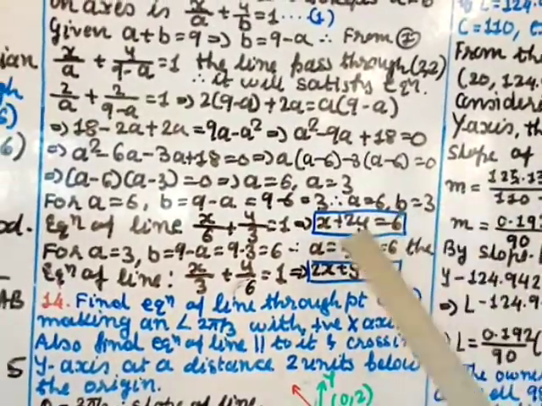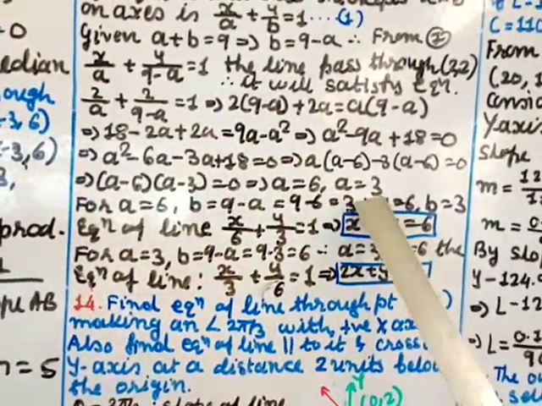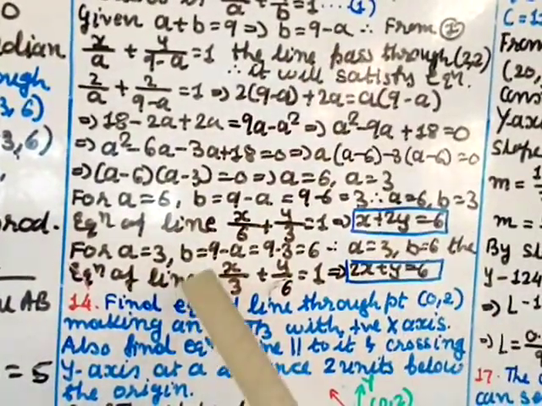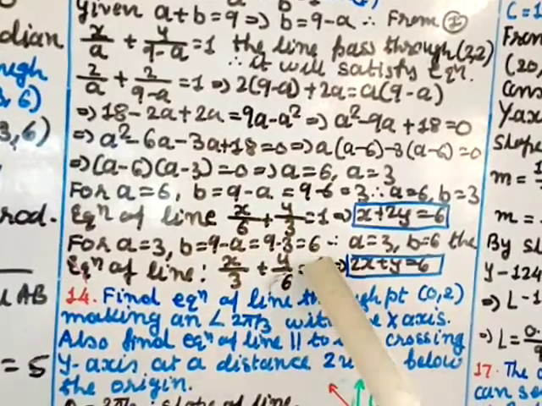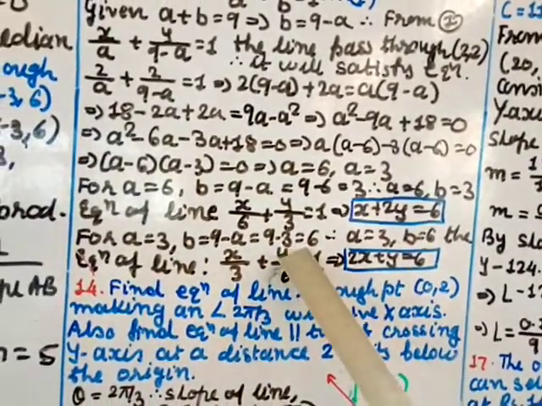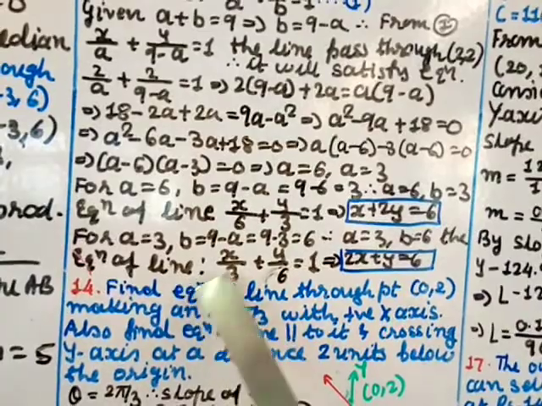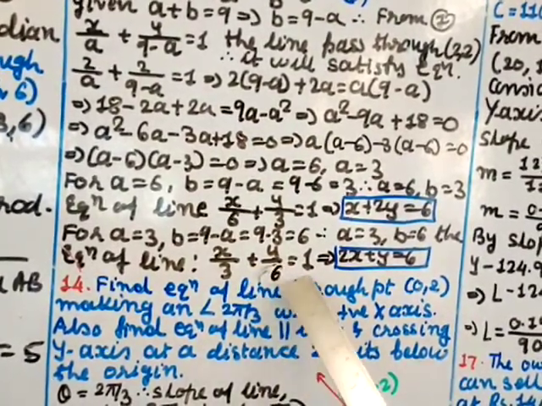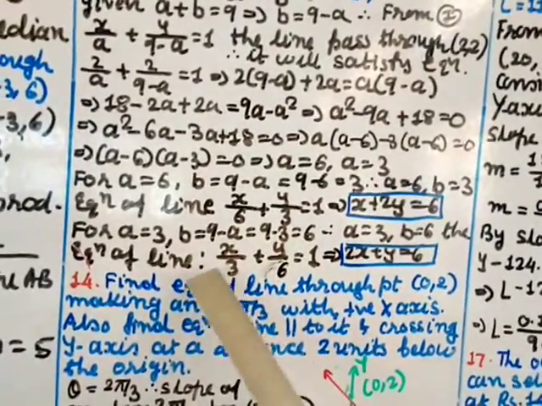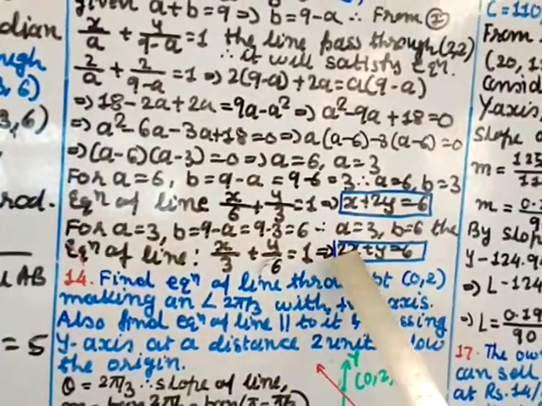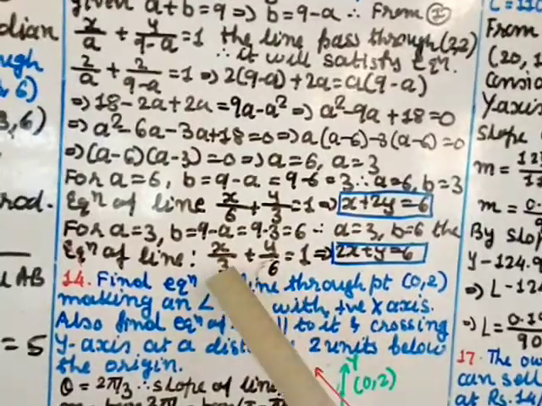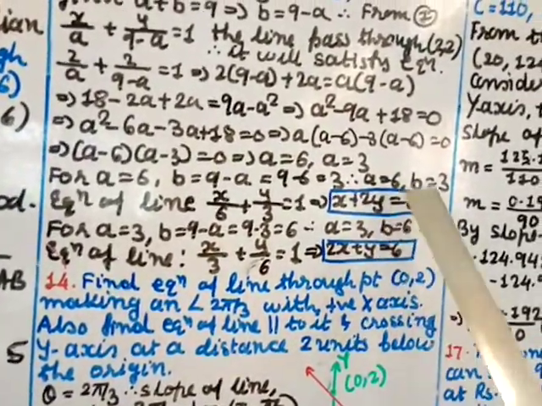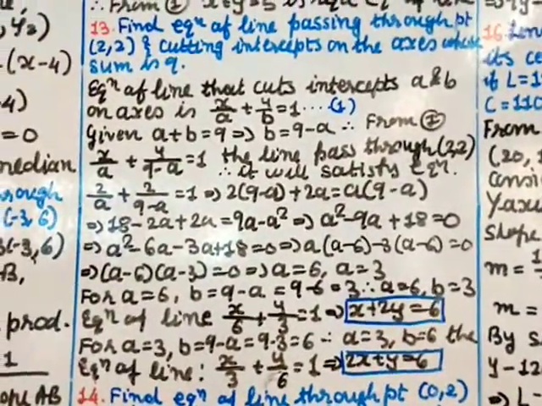Now take when A value is 3. So for A equal to 3, B value will be, again from here, 9 minus A equal to 9 minus 3 equal to 6. So A value is 3 and B value is 6. The equation of line is x by A, so x by 3, plus y by B, that is y by 6, equal to 1. The LCM again is 6, so multiply here by 2. So here 2x plus here y, and denominator 6 transfer this side and multiply with 1, so you get 6. So these are the two equations for the given conditions.